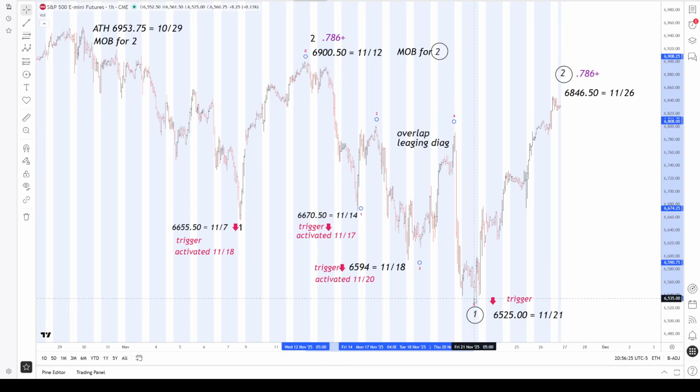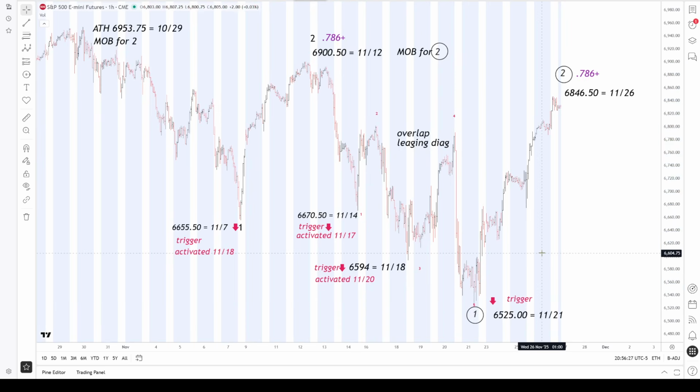Leading diagonal is way more common and works way more often than that diagonal triangle, or inverse triangle, whatever you want to call it, where A, B, and C, where B is higher than A and C is lower than the low of A. Okay, so anyway, there's the 5 waves.